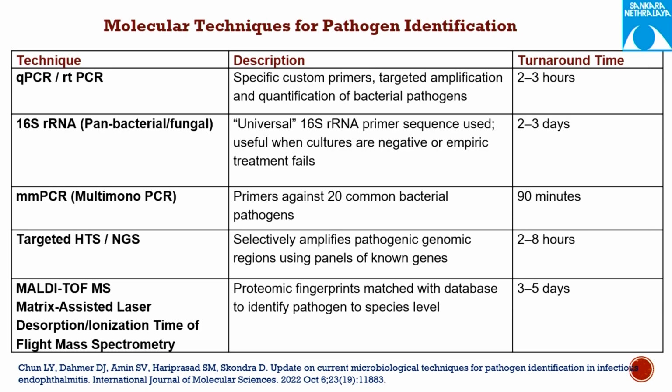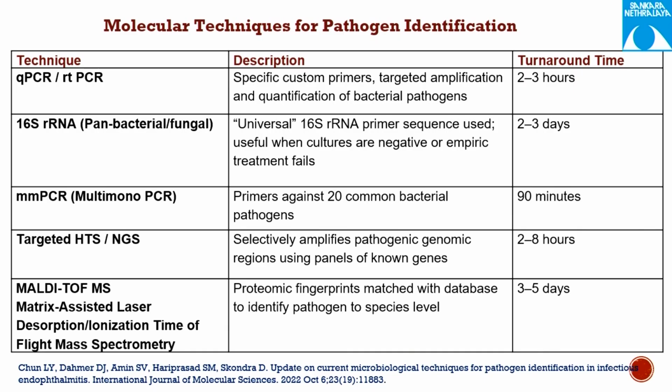So we have different types of molecular techniques, like quantitative PCR or real-time PCR. Specific custom primers are used for targeted amplification and quantification, and it takes around 2 to 3 hours. These are the turnaround times that are given in the last column. Then pan bacterial, pan fungal, which we usually use. It uses a universal 16S rRNA primer sequence, and is useful when cultures are negative or empiric treatment fails. Turnaround time is 2 to 3 days.